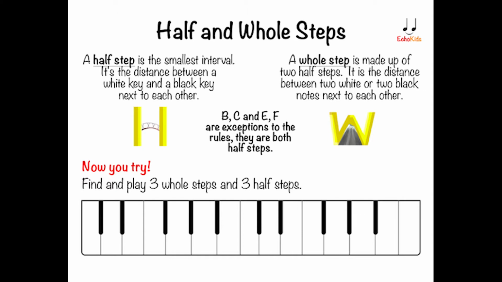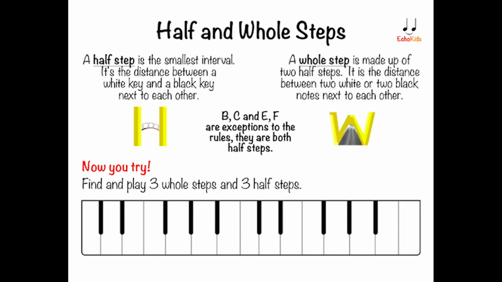Let's take a look on the piano here. B is on a white key. C is also on a white key. This is a half step because it's still just between one note to each other. Let's take a look at the E and the F. They are both white keys as well, but these are also a half step.